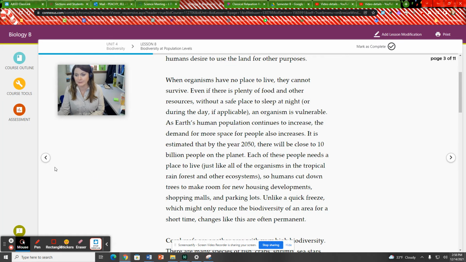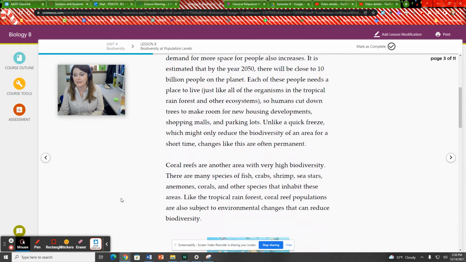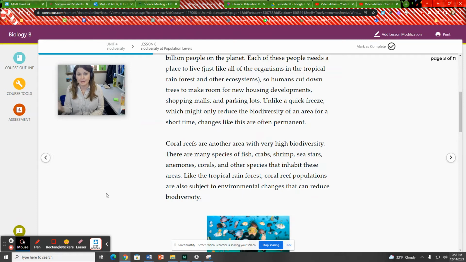But all of these people need a place to live, just like all the organisms in the tropical rainforest or any other organisms. So humans have to cut down trees to make room for new housing developments, shopping malls, parking lots, etc., etc., etc., right? And so we just continually take from other habitats to be able to live ourselves.